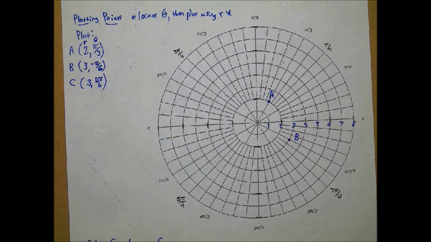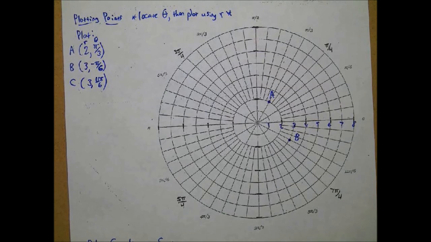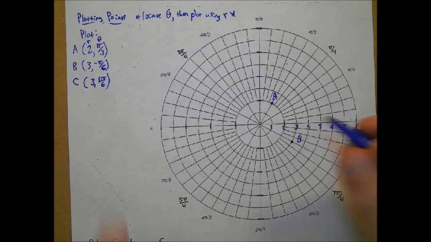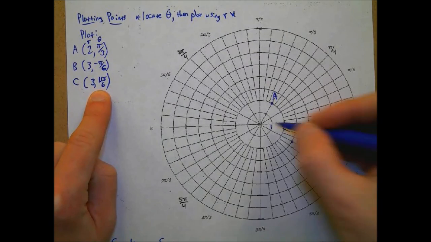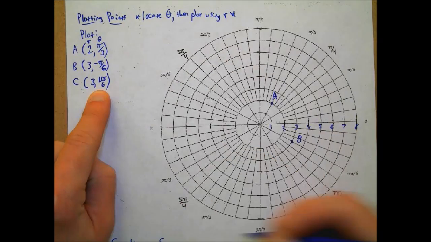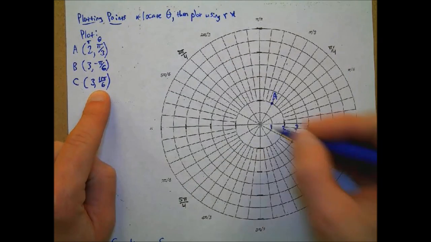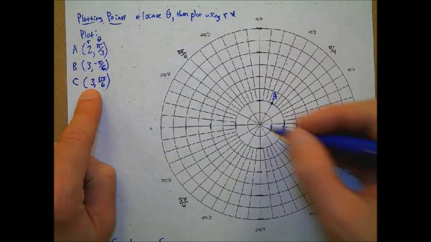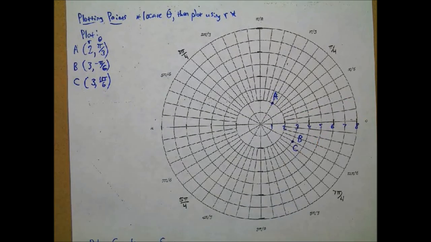Now, where will point C be located? The same point as point B. Because now we're talking positive 11 pi over 6. So again, from our polar axis, we will rotate in the counterclockwise direction 11 pi over 6. We're going to be along this line, and we're going to go 3 in that direction. So this is also point C as well.